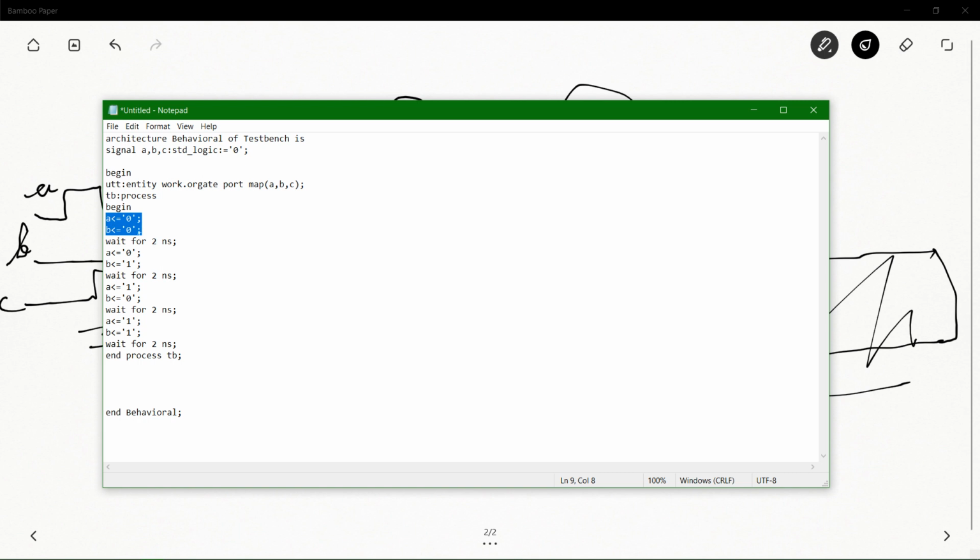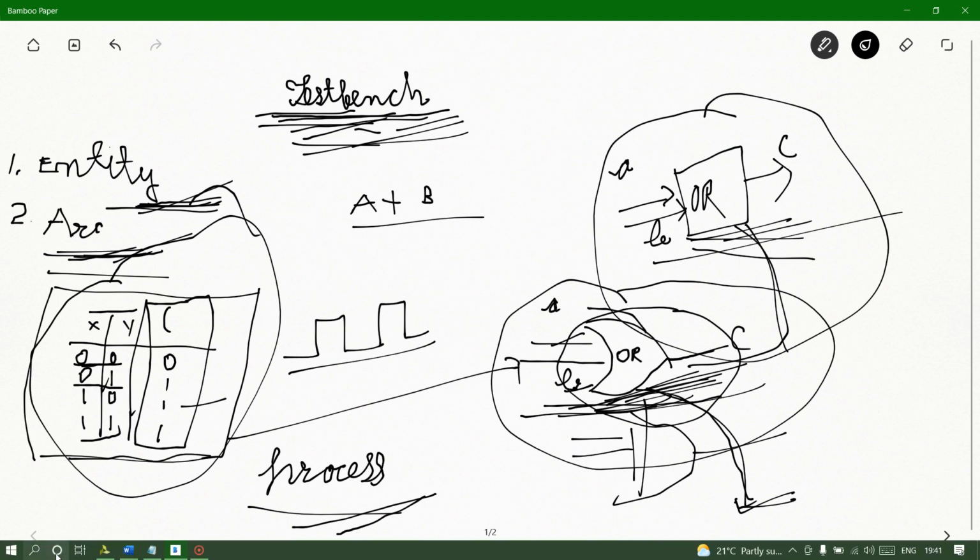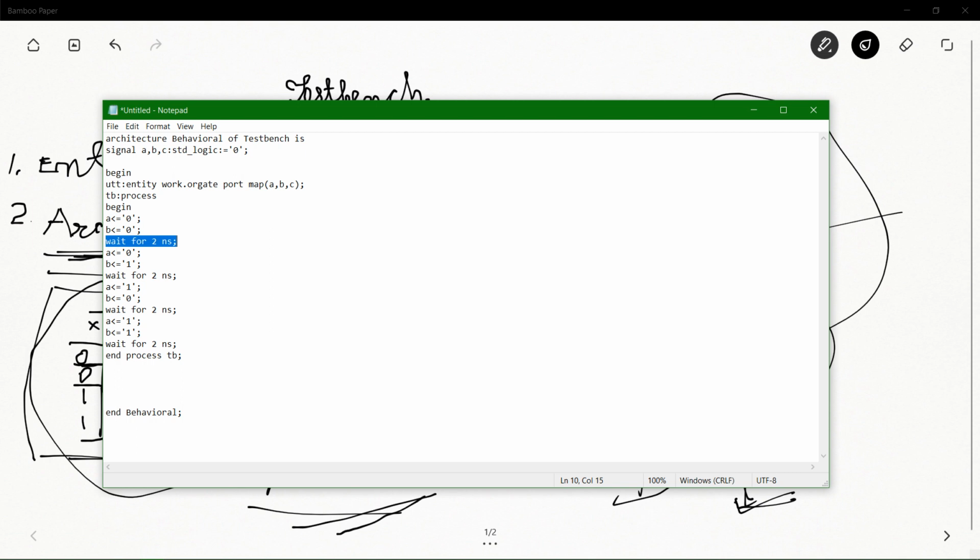Okay. So that's why I have written wait for 2 nanoseconds, and then go and check my second inputs. In my second inputs, 0 and 1 will be the second possible input that could be provided to my OR gate. So here I have given the A value to be 0 and the B value to be 1. And then again I have provided a time delay of 2 nanoseconds.